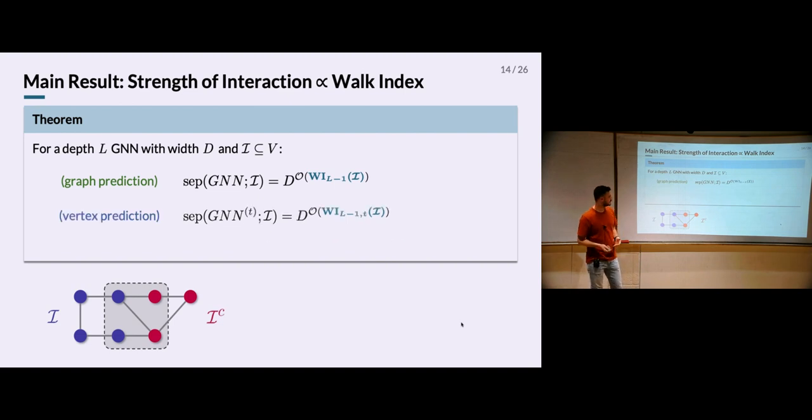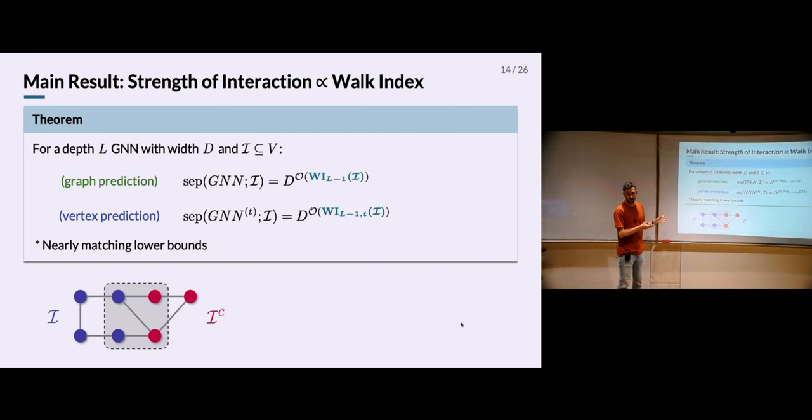In the context of vertex prediction, we have an analogous result, but now only walks that end at T matter. If we make a prediction over a vertex T, then the separation rank is upper bounded by the L minus 1 T walk index. And these are upper bounds, but we also have nearly matching lower bounds.